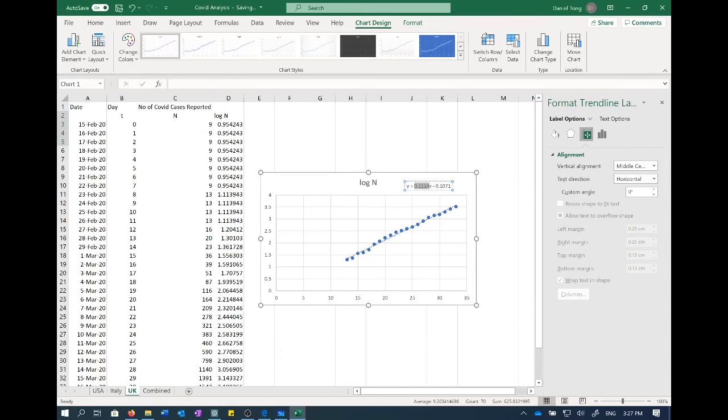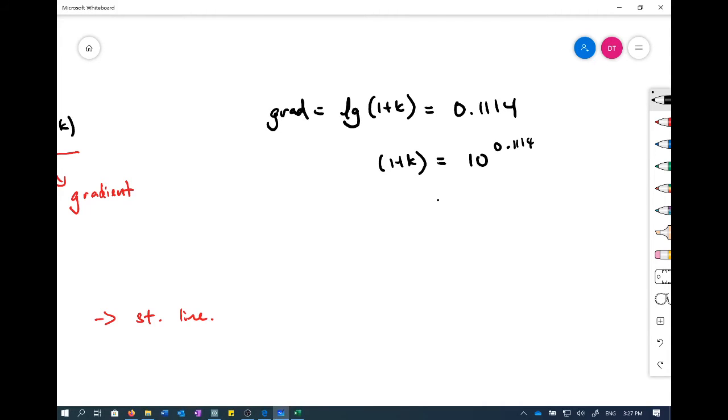Do you have a calculator handy? Can you help me calculate this? 0.1114. So 1 + k equals, should be 1.2 something? 1.29? Okay, and so this gives us a k value of 0.29.